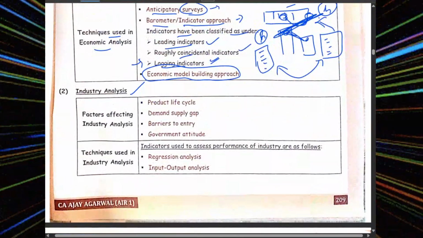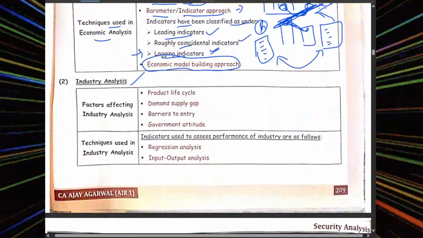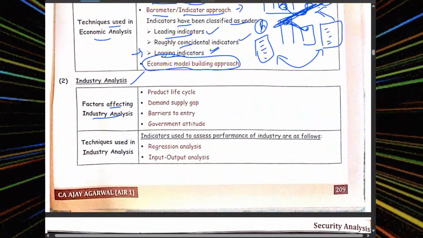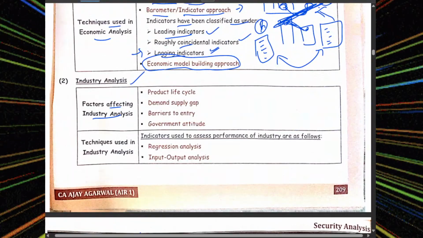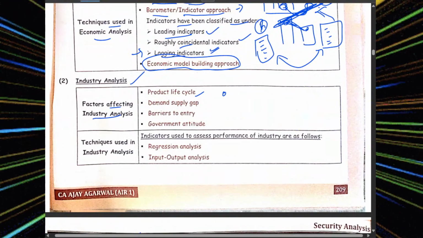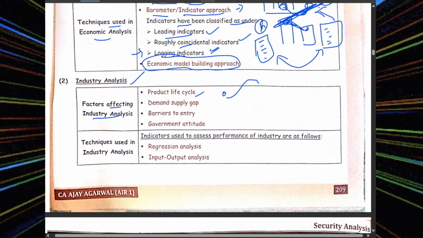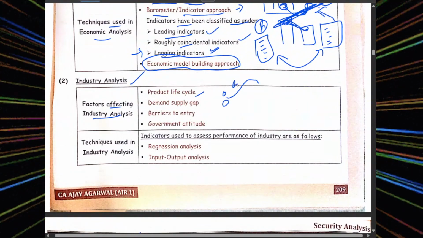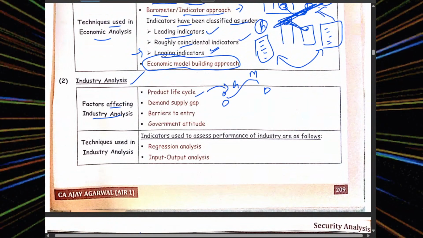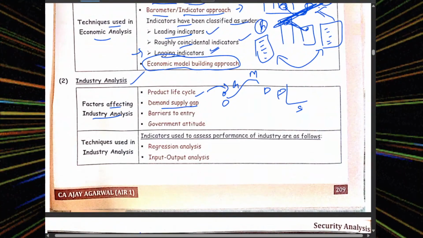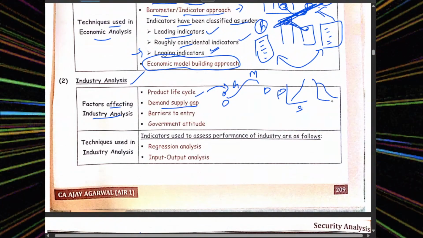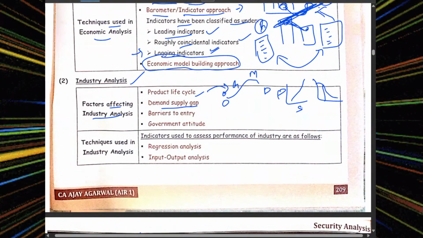Second, industry analysis. What is industry analysis? The factors affecting industry analysis. What are the factors that affect industry analysis? Product life cycle. Product life cycle has four stages: embryonic stage, growth stage, maturity stage, decline stage. So which stage is it in? Demand supply cycle. We will see demand and supply: demand is increasing, supply is increasing, demand is decreasing, supply is decreasing. So some kind of thing we will have.